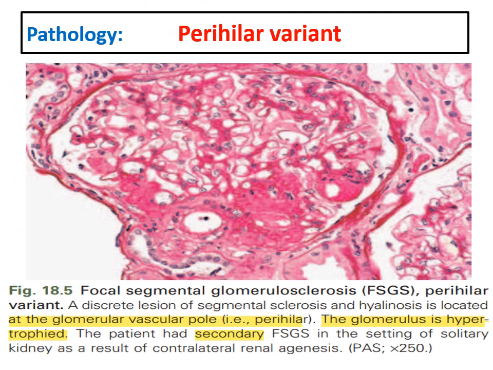This is a picture by light microscopy. As we said here, it is more evident at the vascular pole of the glomerulus, and the glomerulus as a whole shows hypertrophy. There is glomerulomegaly, and it is usually present in secondary forms of FSGS.